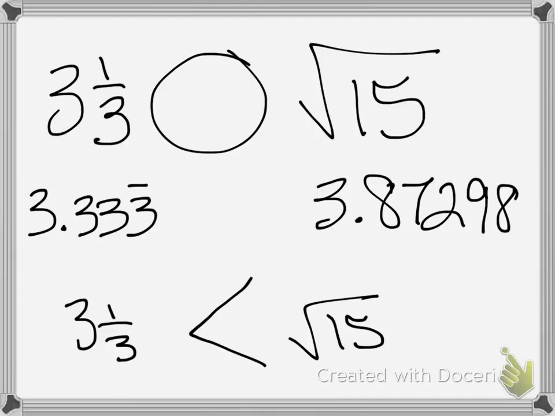Now, if we are asked to replace the circle with a less than, greater than, or equal to sign, in this given example, 3 1/3 and the square root of 15, well, 3 1/3 is 3.3 repeating, and the square root of 15 is 3.8729. So which one's greater? 3.8729. But when we rewrite this, we need to put 3 1/3 is less than the square root of 15, not their decimal equivalents.